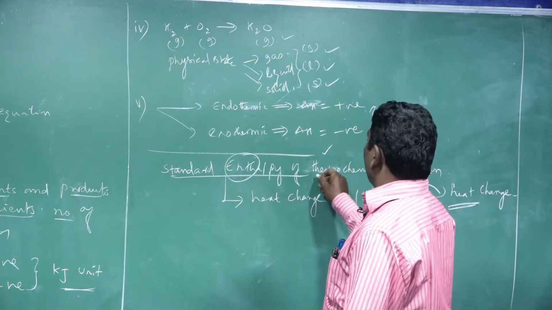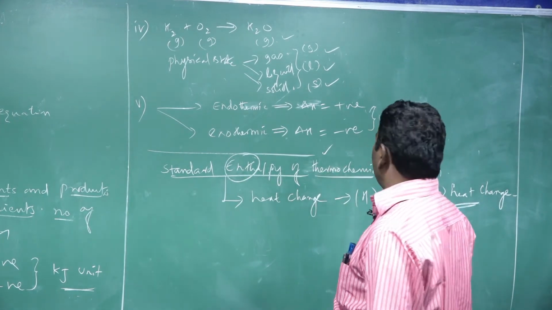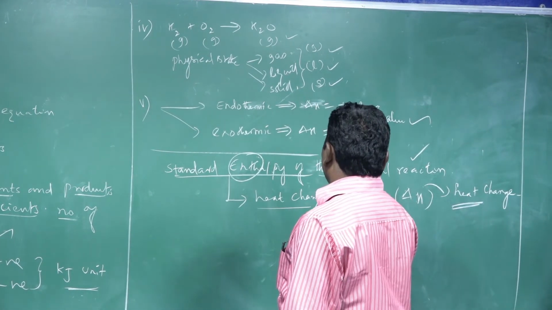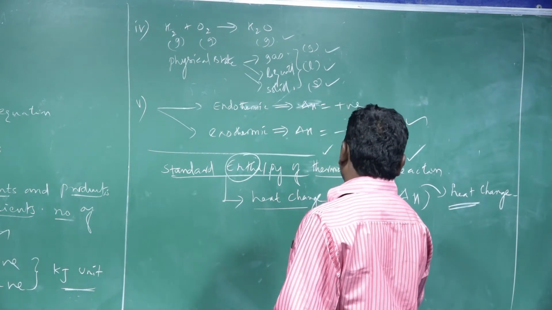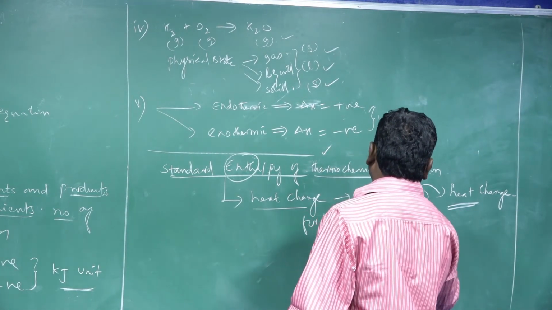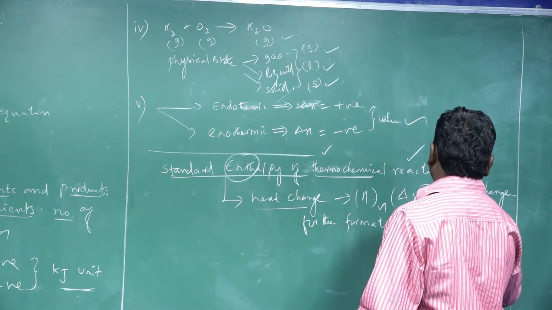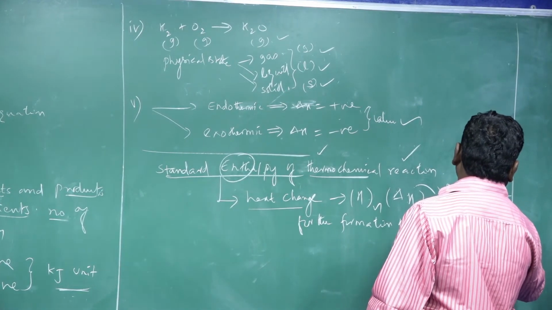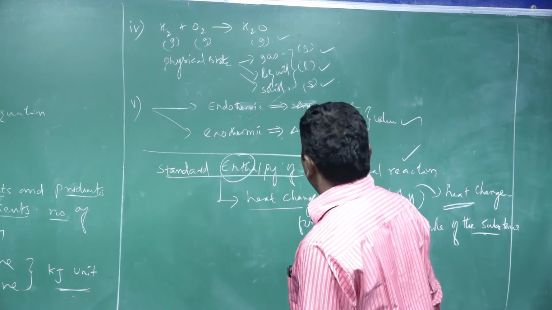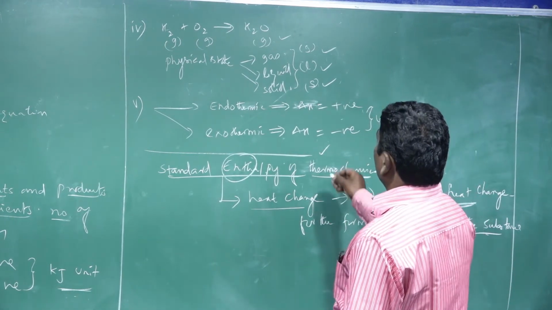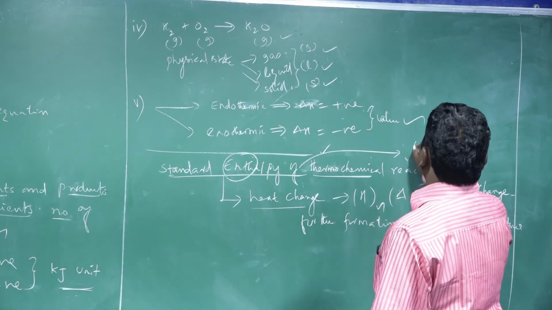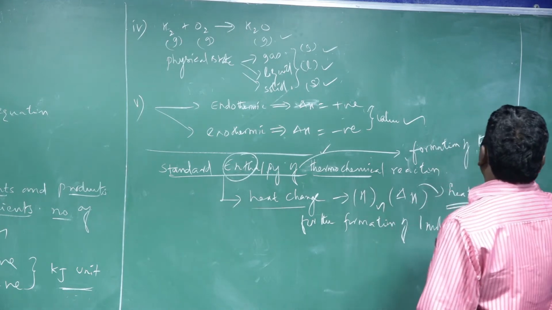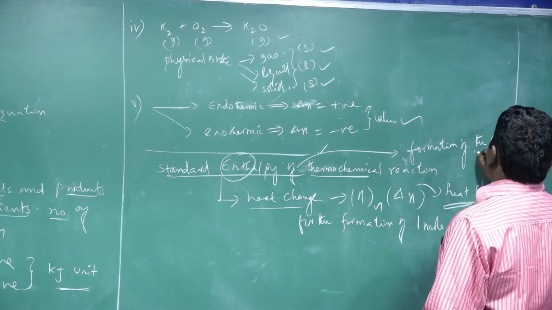The standard enthalpy of thermochemical equations, we can calculate for thermochemical reactions. That means the heat change that occurs for the formation of 1 mole of the substance. That is the standard enthalpy of formation of a thermochemical equation, or of any compounds. Enthalpy of formation of the compounds. We can understand.